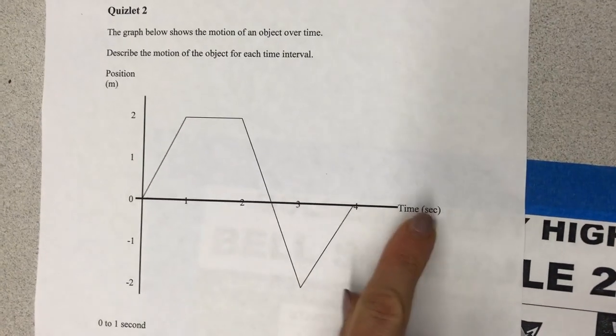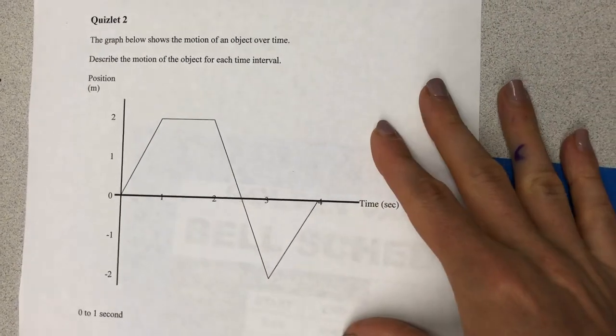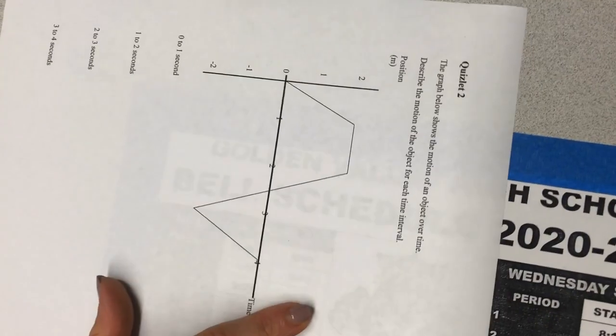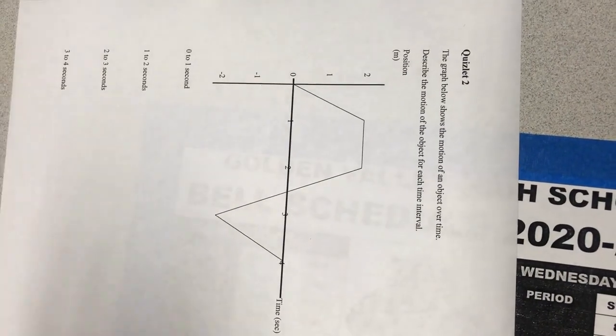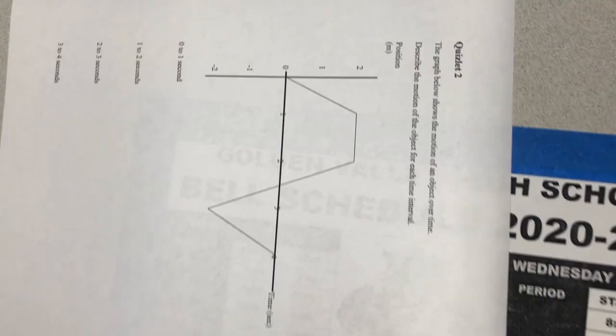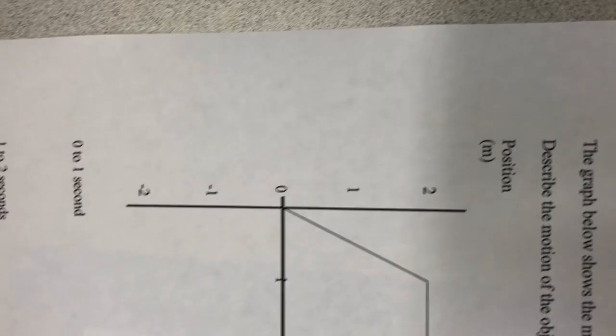All right, so let's do the same thing with Quizlet 2. Here's Quizlet 2. It's a position versus time graph. And the first thing I'm going to do is turn it sideways. Why do you do that, Miss Moore? It just makes it easier to read, easier to look at. So again, there's your number line.